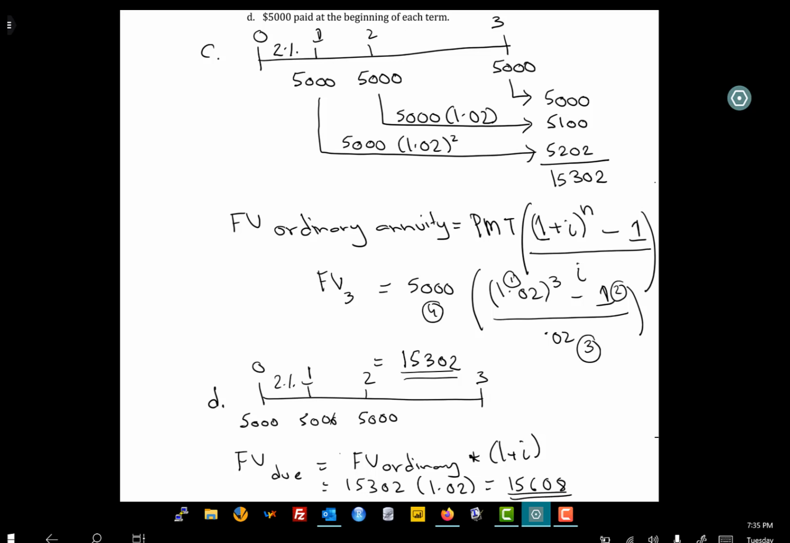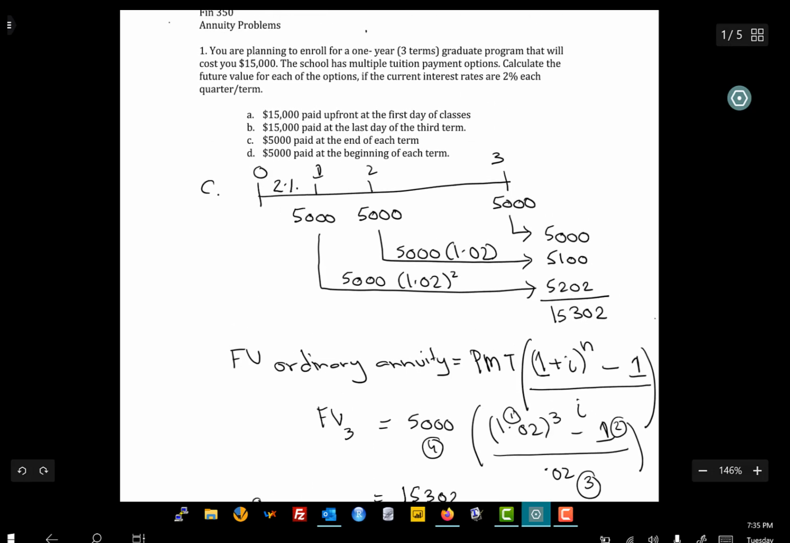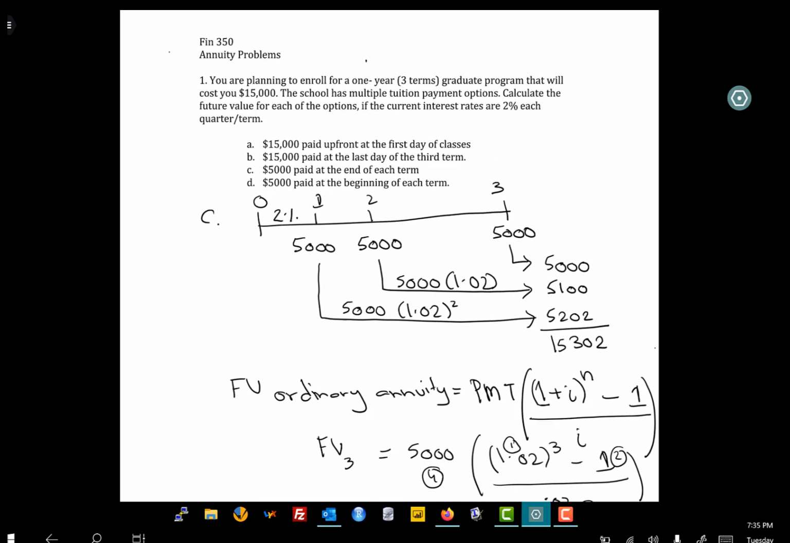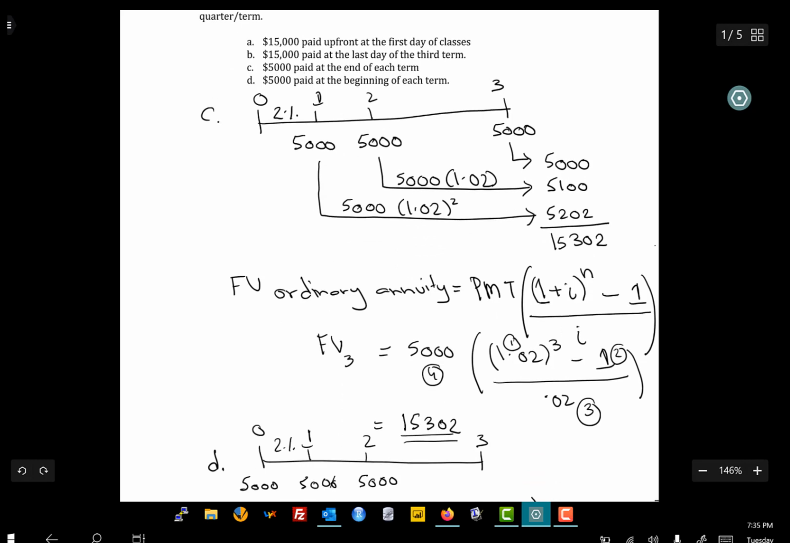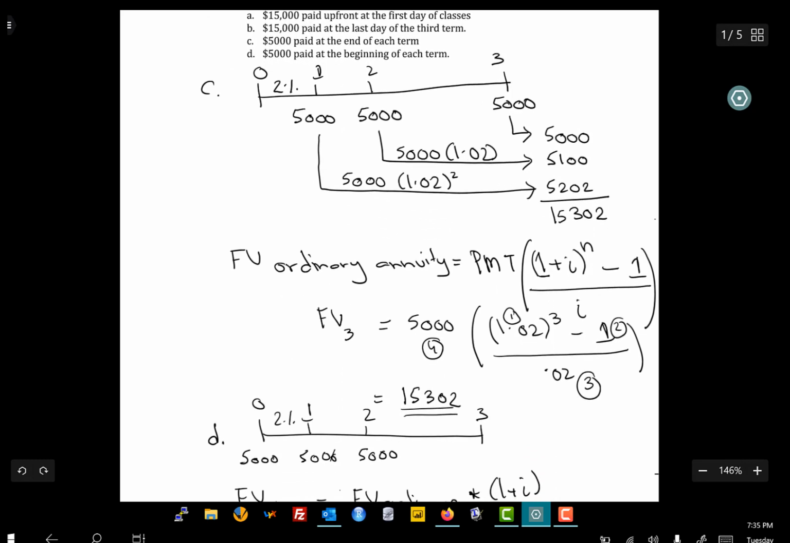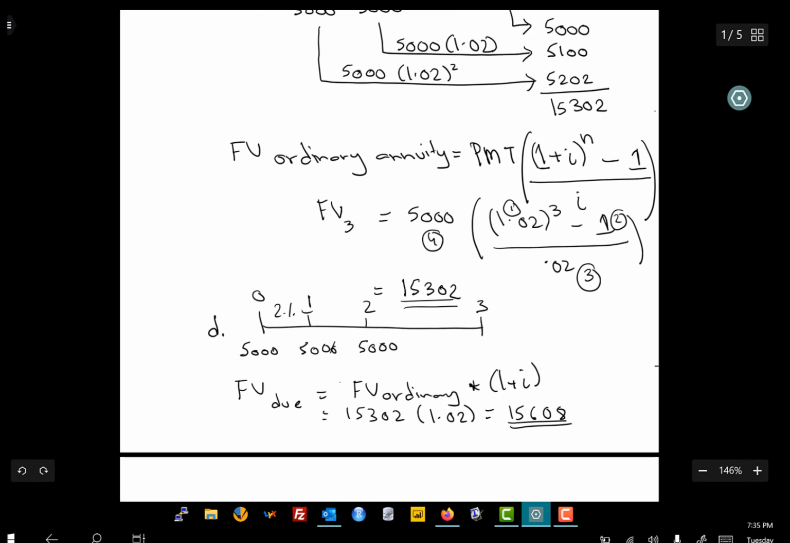If you have already solved for the ordinary annuity, then you can just take that work and multiply it by 1 plus I. That gives you your annuity due. So there you go. We have solved for the future value of an ordinary annuity using the formula, and then we have solved for the future value of an annuity due using the formula and then multiplying by 1 plus I.